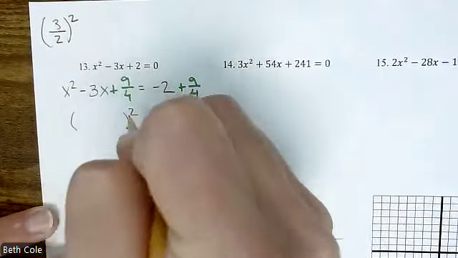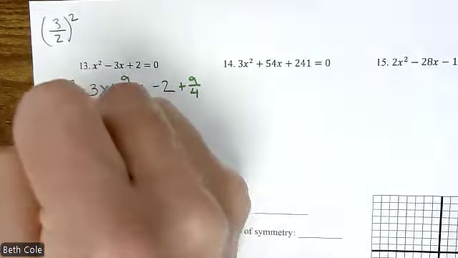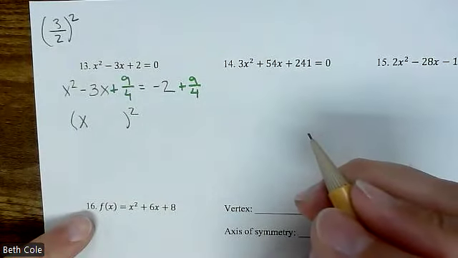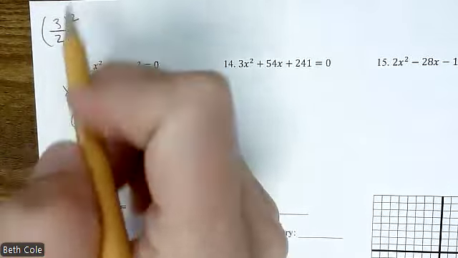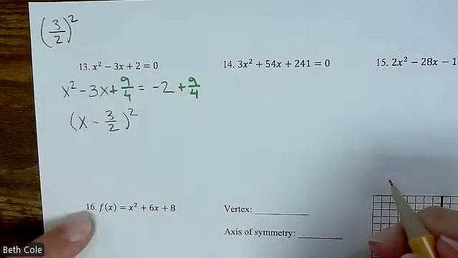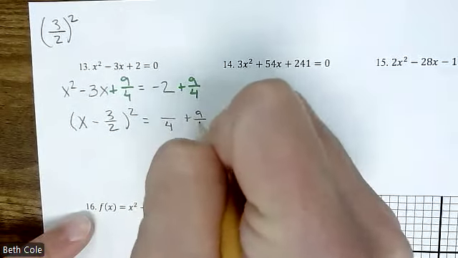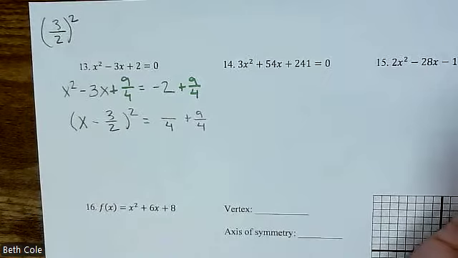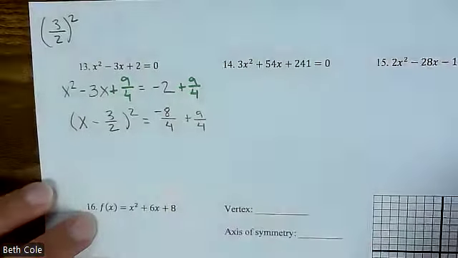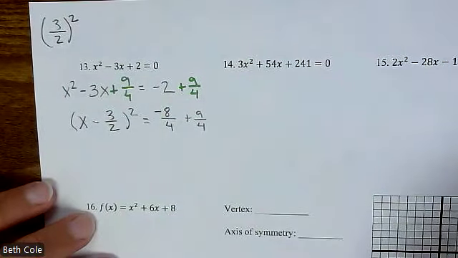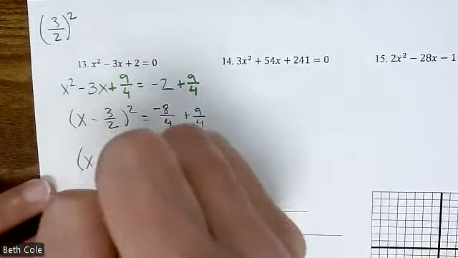You want to write it as blank squared. What's going to go in the blank? Starts with an X. Minus, and it's the number you wrote off to the side, 3/2. Now you need a common denominator. How many fourths is negative 2? 8, good. 2 times 4 is 8, or 8 divided by 4 is 2, however your brain wants to do that. All right, so here's your final answer.